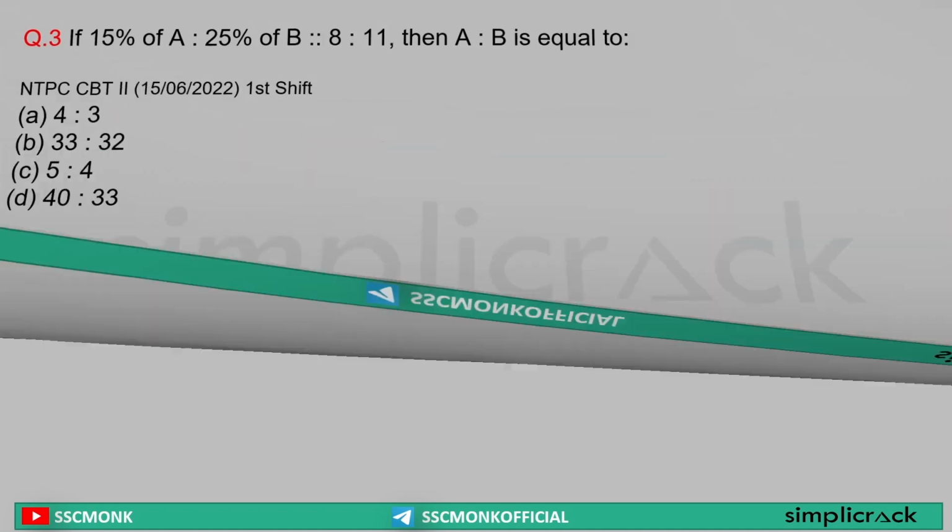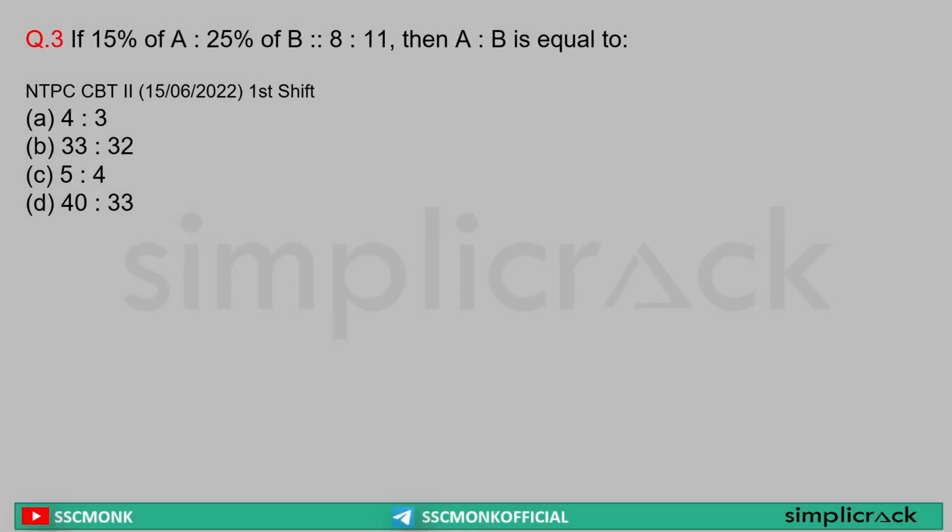Now, if the ratio of 15% of A with 25% of B is proportional to 8 by 11, what is it saying? 15% of A means 3 by 20 of, meaning multiplication, A is equal to 25%, so 1 by 4 multiplied by B is equal to 8 by 11. This is what it is all about. It is asking what A to B is.